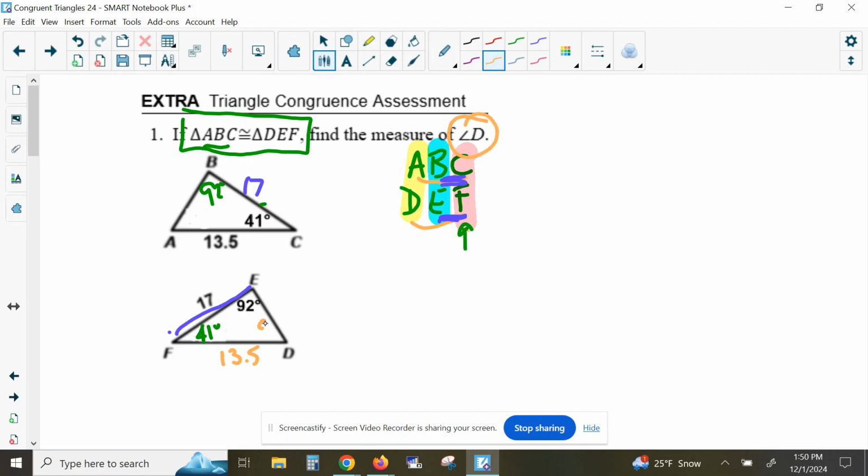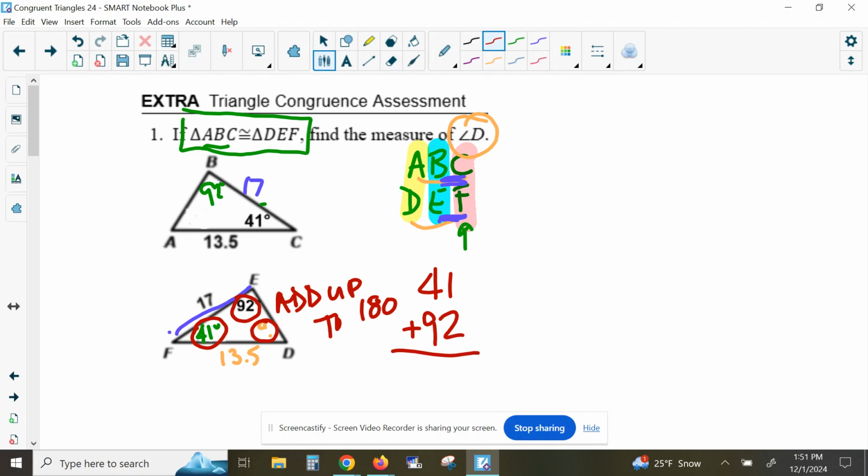So the measure of angle D is right here. So I actually don't have it, and D matches A, so I look at my other picture, I didn't have it up here either. But I do know that the sum of the interior angles, so that means the three inside angles, 1, 2, and 3, have to add up to be 180 degrees. So that means I got 41 plus 92. So far that gives me 133. So I need to do basically, what does this question mark have to be to equal 180 degrees?